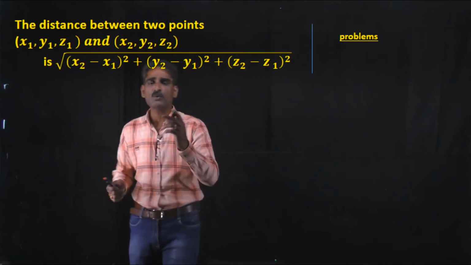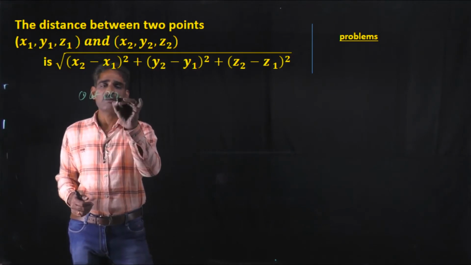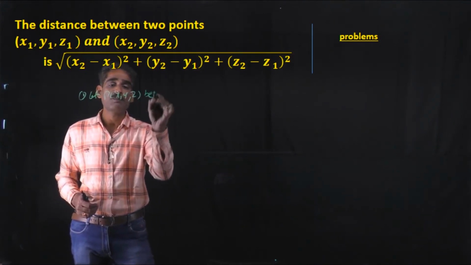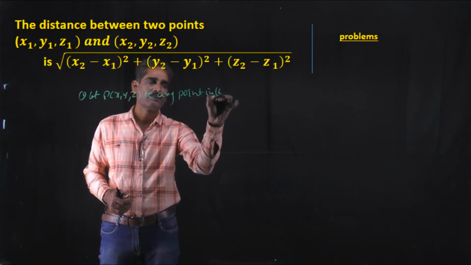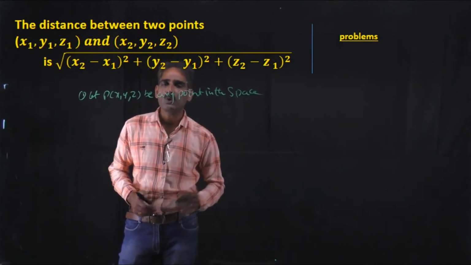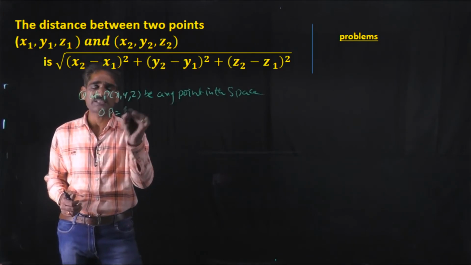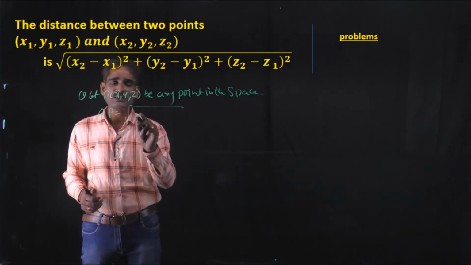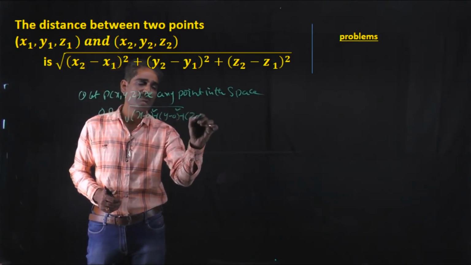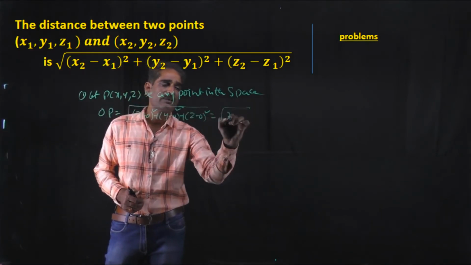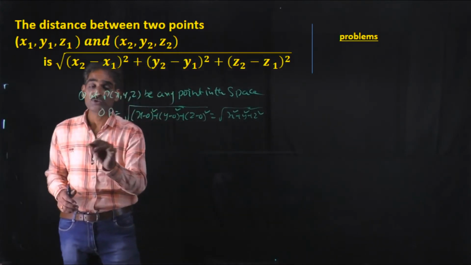Okay. So suppose, how can you find the distance from the origin to a point? Let P(x, y, z) be any point in the space. What is the distance from the origin to the point? Let O be the origin, then the distance from the origin to the point P is equal to root of (x minus 0) whole square plus (y minus 0) whole square plus (z minus 0) whole square. It is equal to root of x square plus y square plus z square.